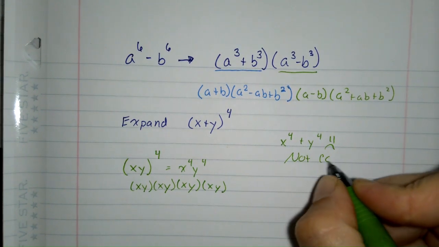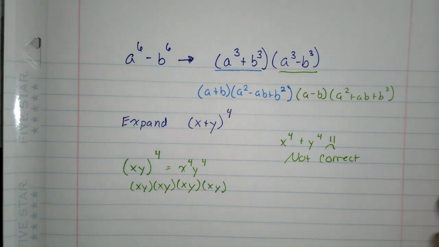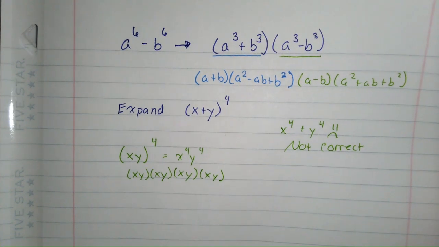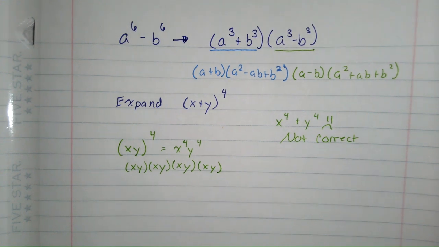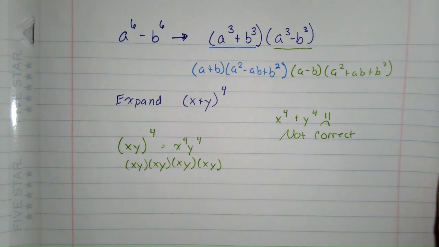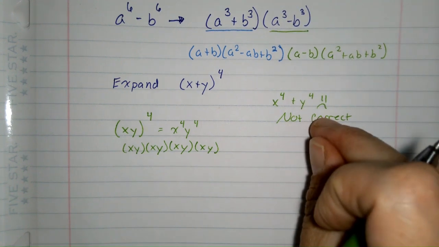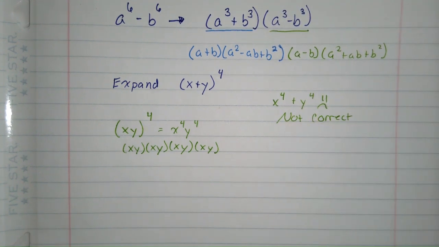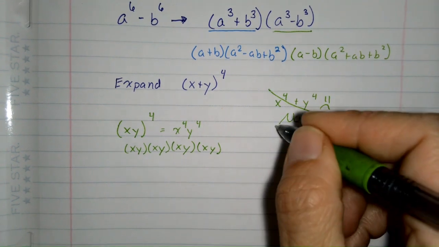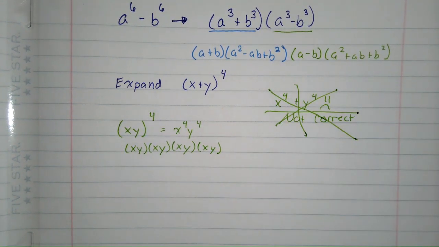Not correct. And there are some math memes out there about saving the animals. One of them says, don't kill the puppies. Save all the puppies. This would have been that error. So what does it mean? I'm going to put a big X on that. We will not do that. That's a common mistake. Avoid it.